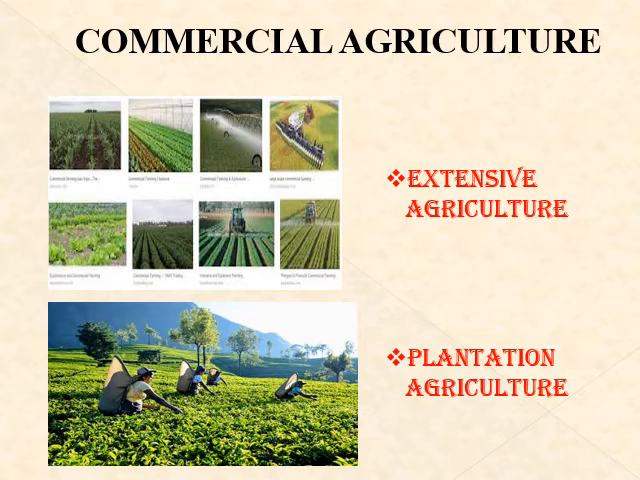Students, plantation agriculture requires huge capital investment, scientific methods, transport facilities, efficient management and skilled workers. Students, it includes crops like coffee, rubber and tea. So this is plantation agriculture. Students, two pictures you are observing. These are the pictures of extensive commercial agriculture and plantation commercial agriculture.